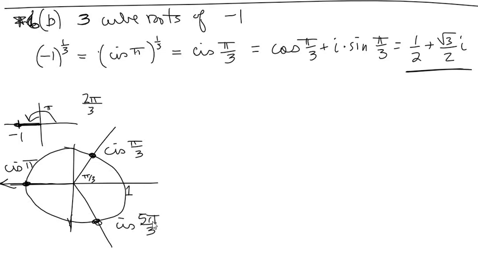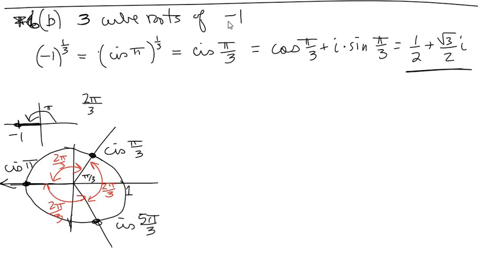By the way, if you add 2 pi over 3 to 5 pi over 3, you get 7 pi over 3, but that's just 6 pi over 3 plus 1 more pi over 3. So that's coterminal with this one. Okay, so all of these answers are 2 pi over 3 radians apart on the circle. They're equally spaced around the circle.